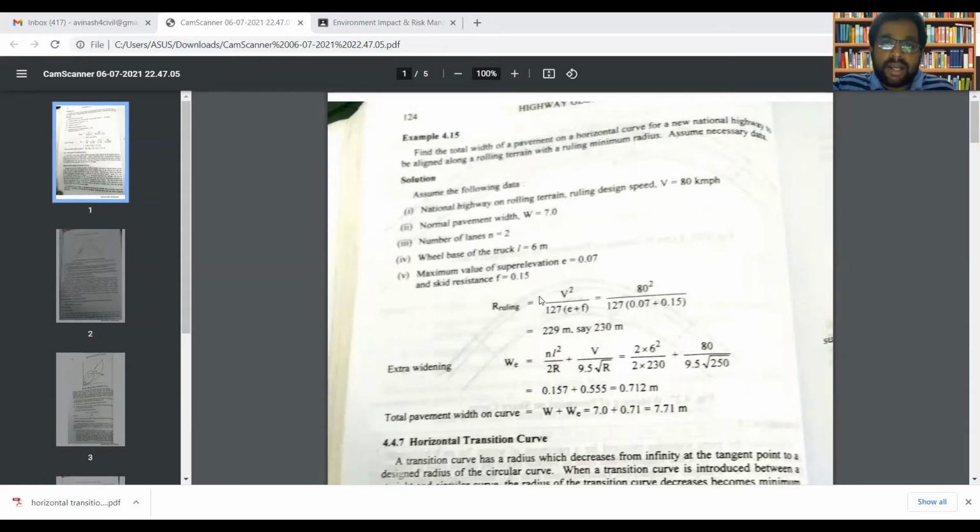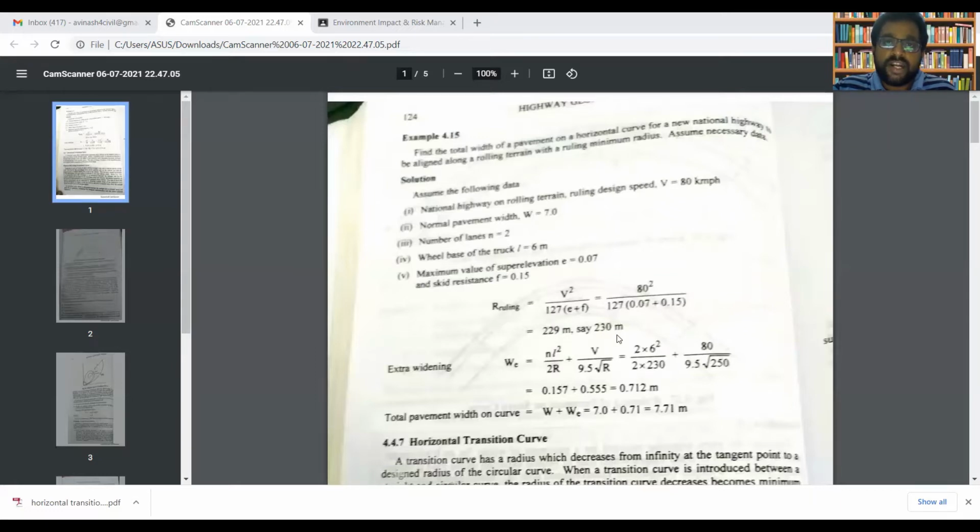So the rolling radius, okay, it is given that the highway should be aligned along a rolling terrain with a rolling minimum radius. So the rolling minimum radius is equal to V square by 127 into (e plus f). This is the IRC recommended formula. So substituting, V is 80 km/h, e is 0.07 and f is the coefficient of friction, that is 0.15. So the rolling minimum radius value is 230 meter.